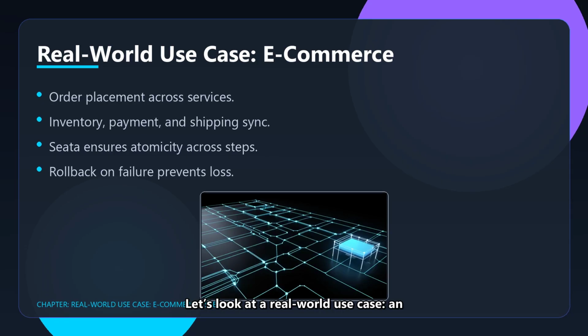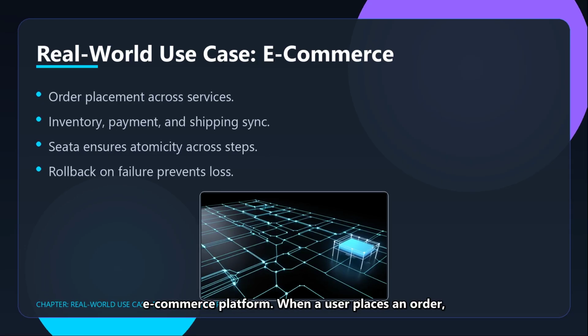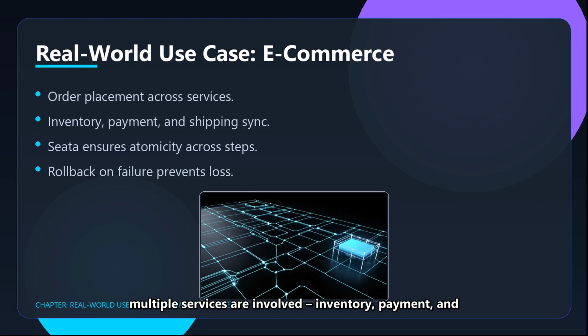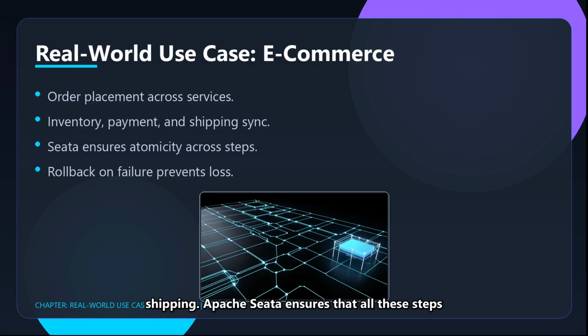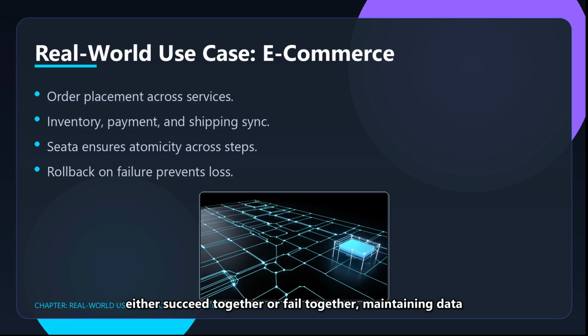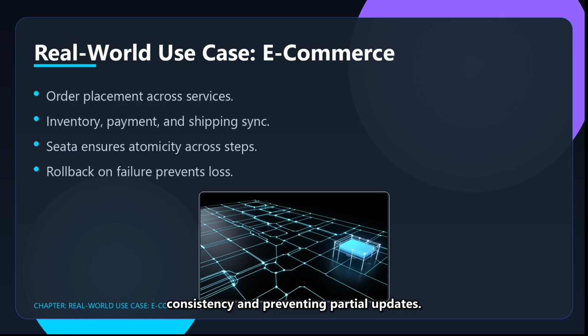Let's look at a real-world use case, an e-commerce platform. When a user places an order, multiple services are involved: inventory, payment, and shipping. Apache Seata ensures that all these steps either succeed together or fail together, maintaining data consistency and preventing partial updates.